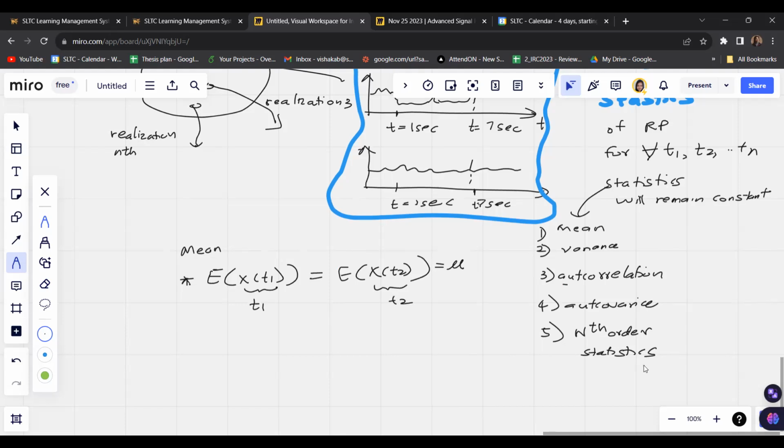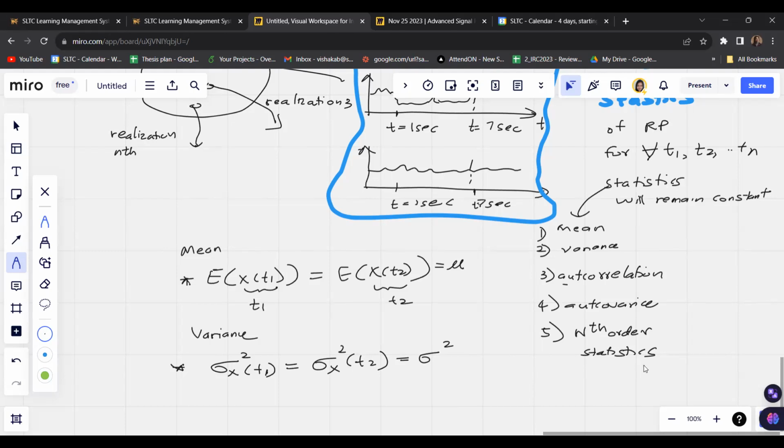So these are going to be equal to a certain constant mu value. Apart from that, the variance will also be equal at X(t1) and X(t2). I'm going to represent the variance using this notation, sigma squared subscript capital X and then t1, equal to sigma squared at t2. This is also going to be equal to a certain constant variance, sigma squared.